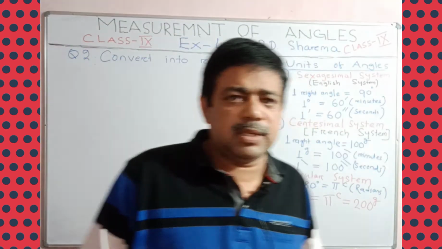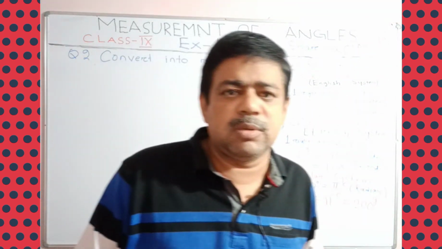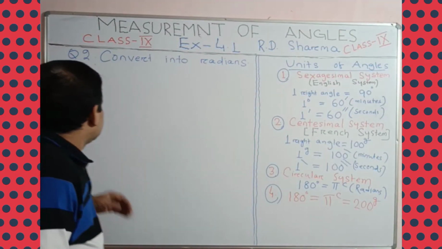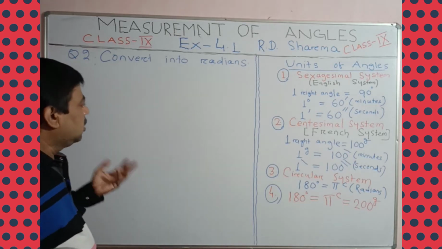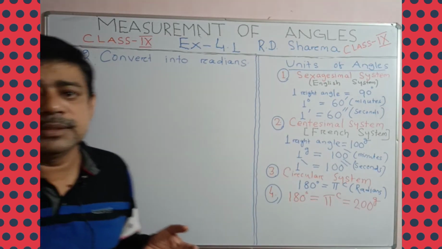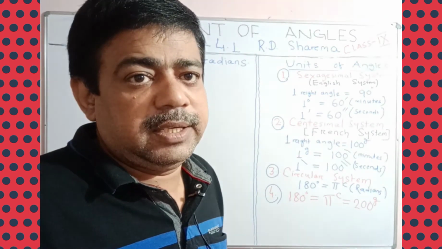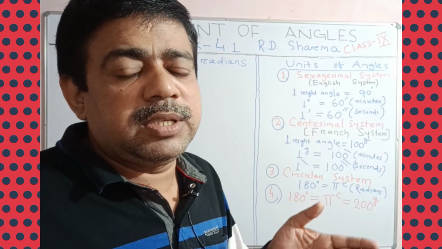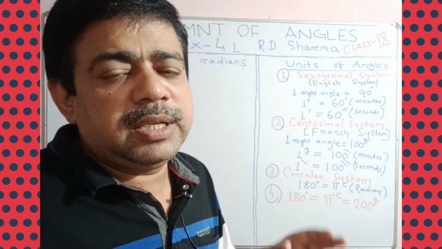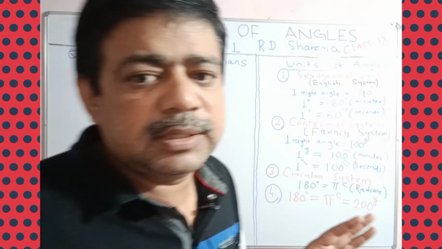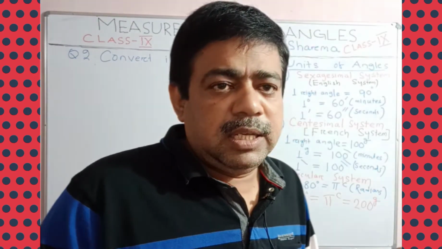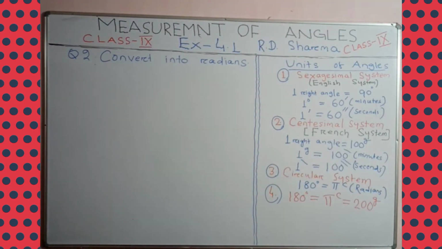Now we are going to discuss exercise 4.1 of your edition book. I am discussing question number 2; in the previous class we already discussed question number 1. In question number 2, the angle is given in degree, and we are going to convert it into radian. Here is the conversion of an angle from one system to another. So convert the angle into radians.